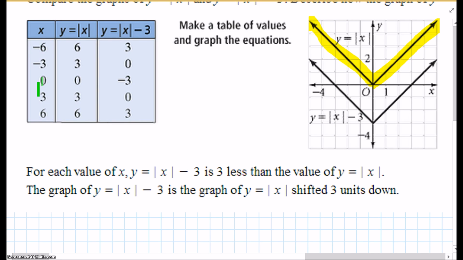And what we notice is we get a graph that is just like the other one, but it is down 3 units below. 1, 2, 3. And it's 3 units below on everything. So for each value of x, y equals the absolute value of x minus 3 is 3 less than the value of y equals the absolute value of x. So we know it just shifted 3 units down.